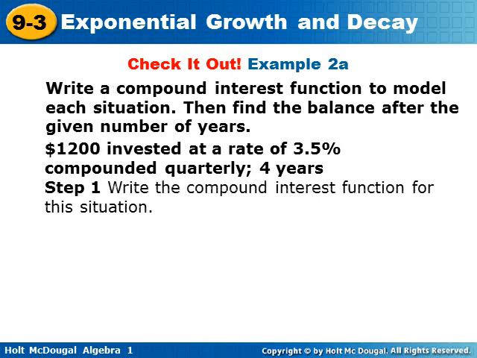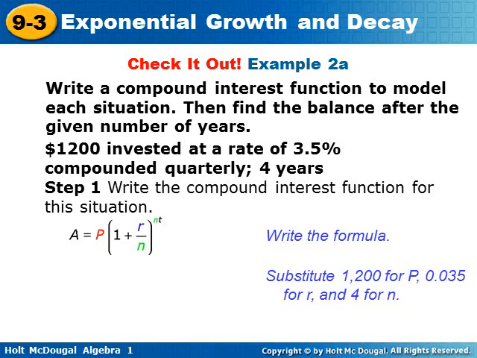Step 1 is to write the compound interest function for the situation. So the formula is A equals P times (1 plus r divided by n) raised to the power of nt. So we're going to substitute 1,200 for P, that's the money invested, and then 0.035 for r, that's the rate percent as a decimal, and then 4 for n because it's compounded quarterly, or 4 times a year. So we get 1,200 times (1 plus 0.035 divided by 4) raised to the power of 4 times t.